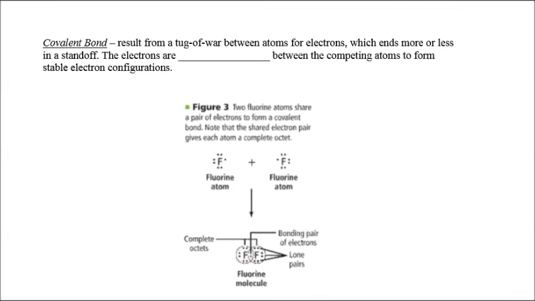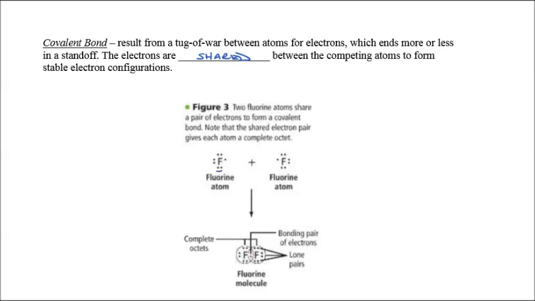A covalent bond is different. It results when there is a sharing of electrons between two atoms. The electrons are shared between competing atoms to form a stable electron configuration.